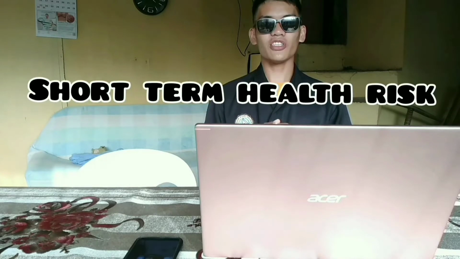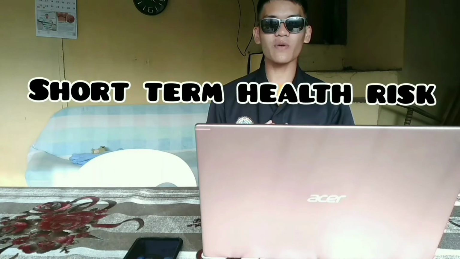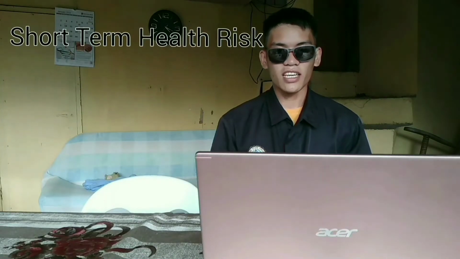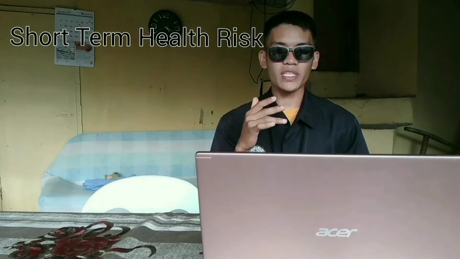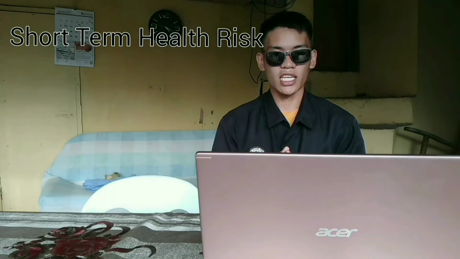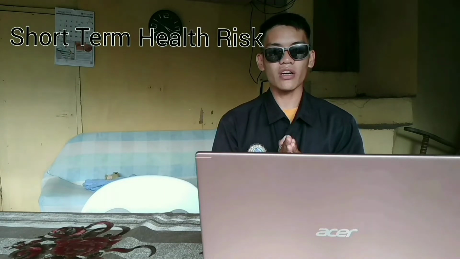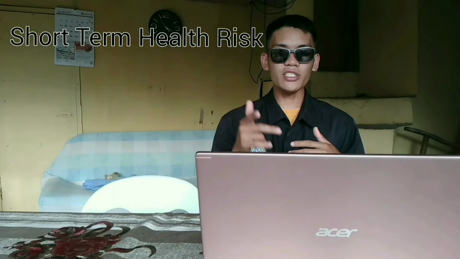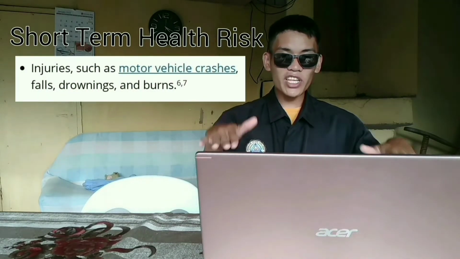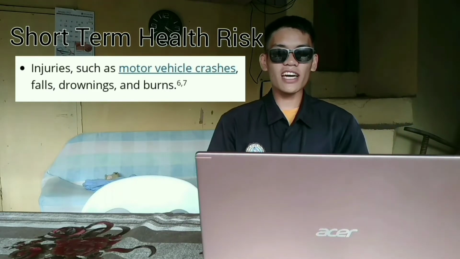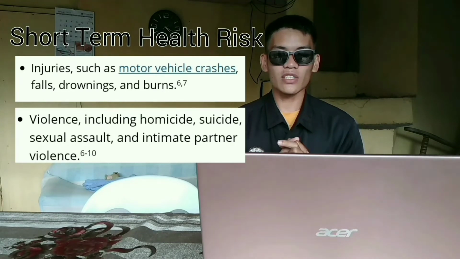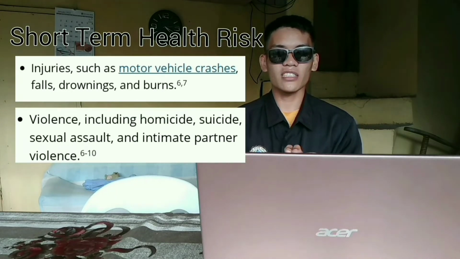First is the short-term health risk. The second one is the long-term health risk. Short-term health risk is that excessive alcohol use has immediate effects that increase the risk of many harmful conditions. These are most often the result of drinking and include injuries such as motor vehicle crashes, falls, drowning, and burns. The second one is violence, including homicides, suicide, sexual assault, and intimate partner violence.